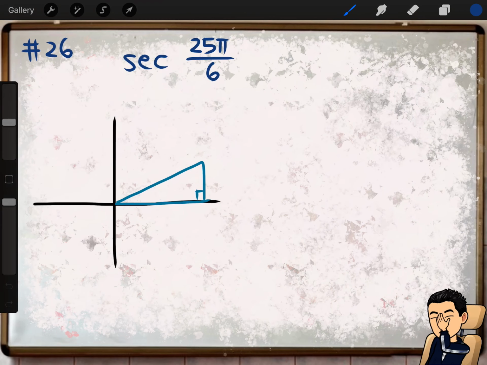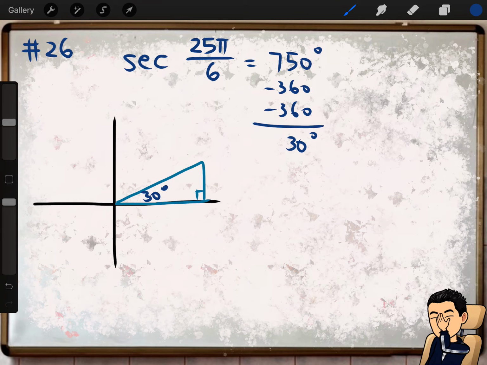All right, so this time we first have to convert this to degrees. That's going to be 750. The way to put the terminal side on the unit circle is to subtract 360 and then subtract another 360. My goal is to get it under 360 degrees. That gives you 30 degrees, which means your theta is going to be 30 degrees.